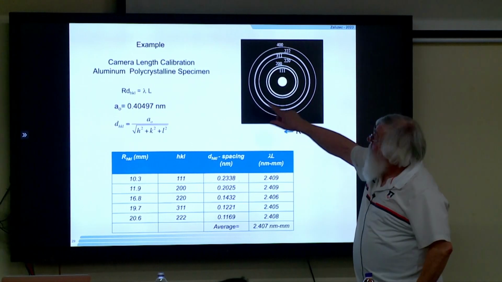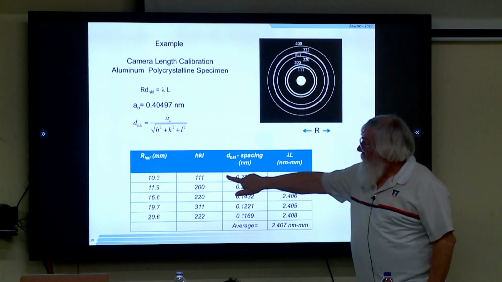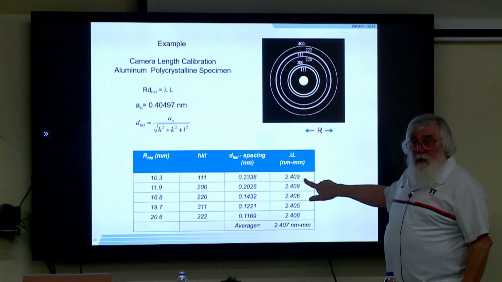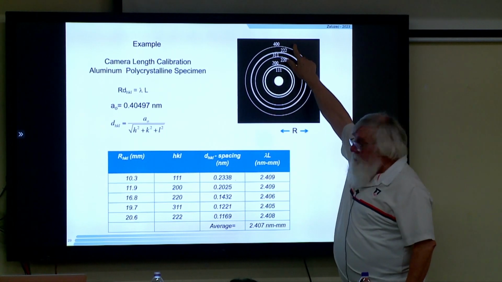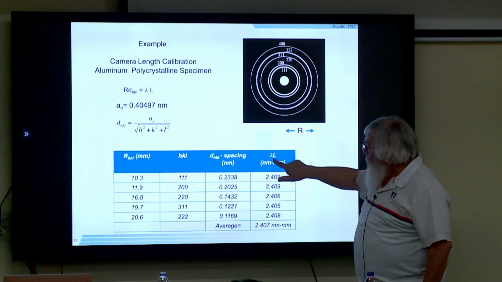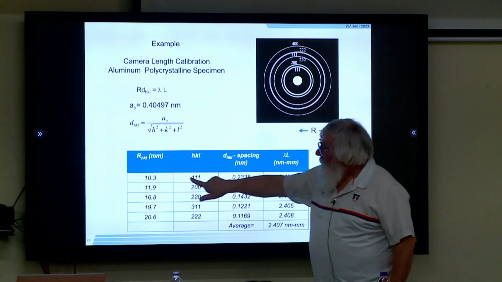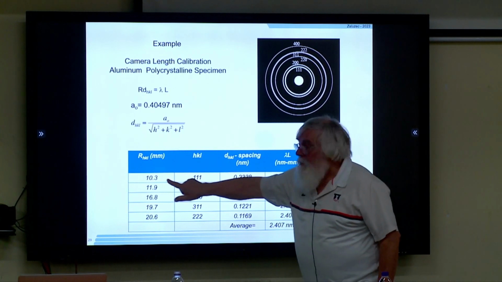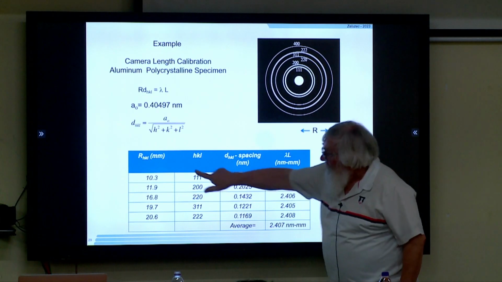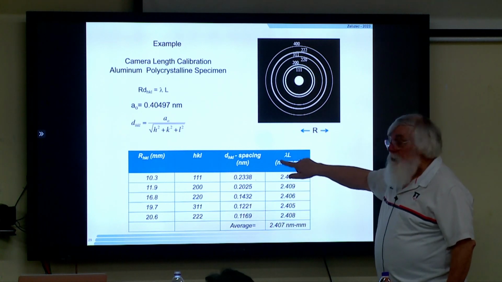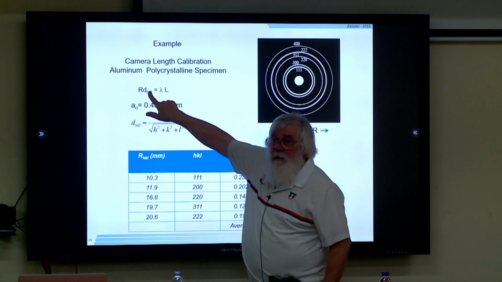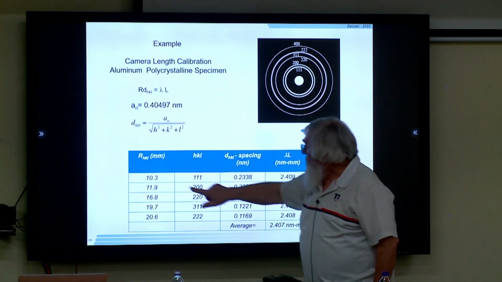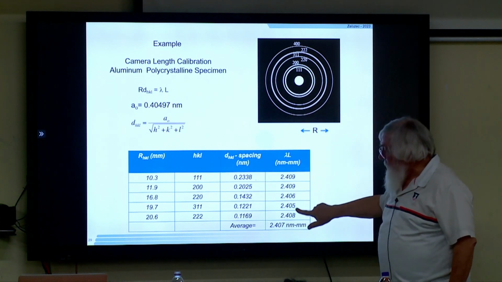I can go to my aluminum pattern. Because I know my crystallography, I know 111 is going to be the first ring, then 200, 220. I can measure each of these rings. So I know the d-spacing. I know the radius, R. I've measured that in all of them. And I can calculate the camera constant, R times D. Okay? So I take R, I take D, and I calculate the camera constant.